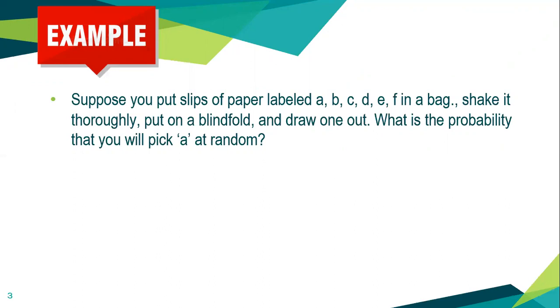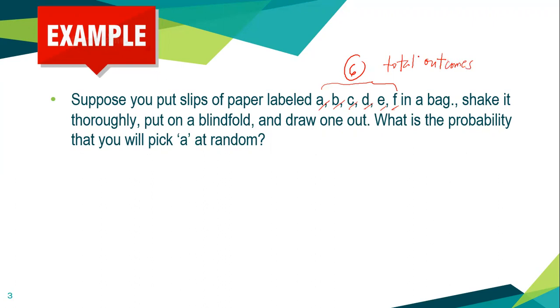So sabi niya dito, naglagay ka daw ng mga papel sa loob ng bag. Yung mga papel na yon ay nilagyan mo ng label na A, B, C, D, E, and F. Therefore, kung ito yung mga nilagay mong label, ilan ang meron tayong papel doon sa ating bag? We have 1, 2, 3, 4, 5, and 6. So we have 6. And this 6 is your total outcome. Okay? Kasi these are the total papers inside the bag natin.